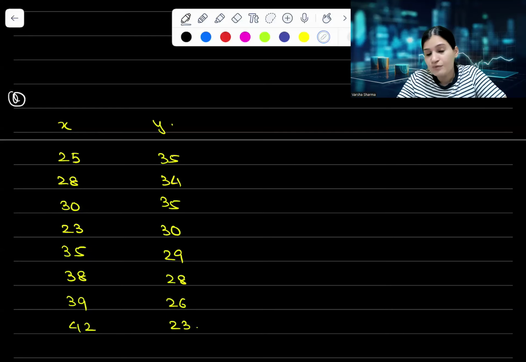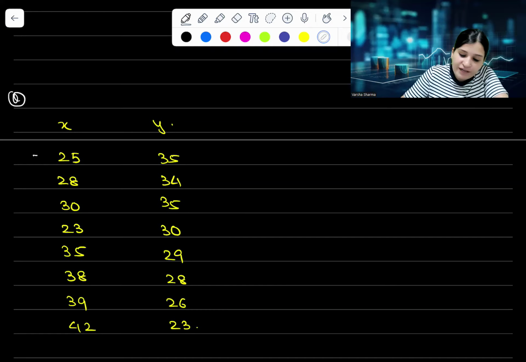Now what we do here is allocate signs. If a number is greater than the previous number, we write a plus sign, and if it is smaller than the previous number, we write a negative sign. Obviously the first number, 25, cannot be compared because there is no number before it, so we cannot allocate a sign. We start from the second, 28. 28 is larger than 25, so we allocate a plus sign.